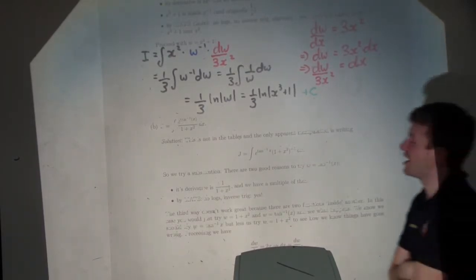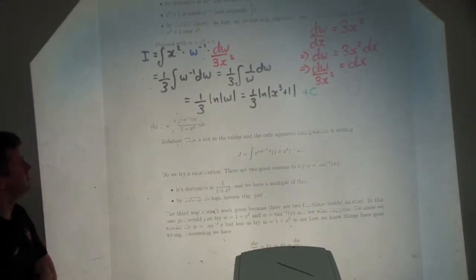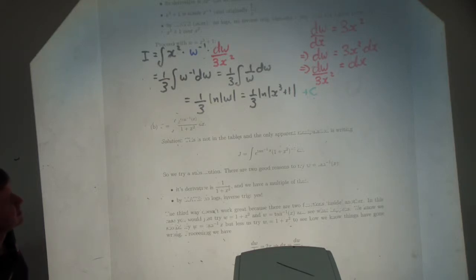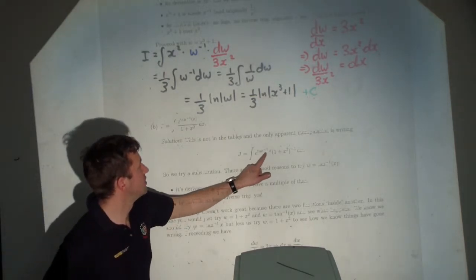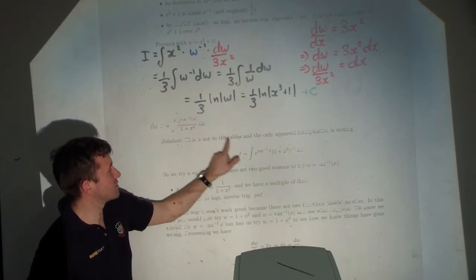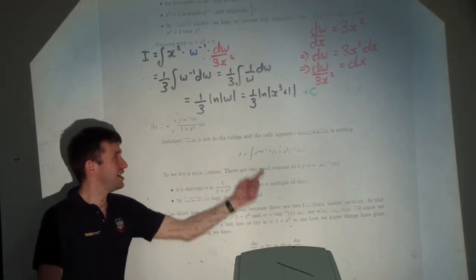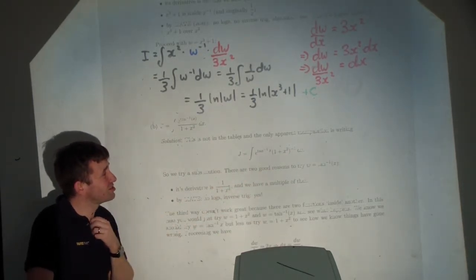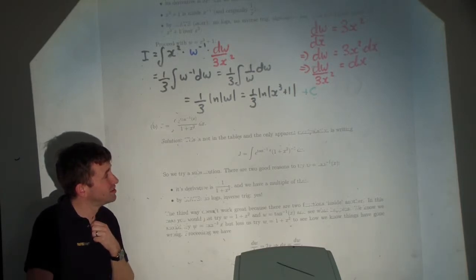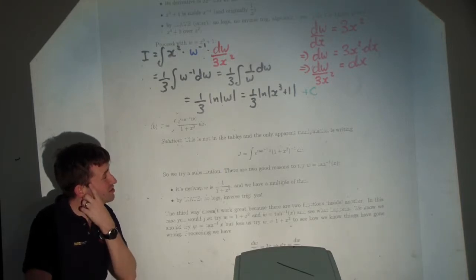Okay. Alright, so add one, e to the inverse tan of x, all divided by 1 plus x squared. This is a hard one, right? It's not in the tables. The only real manipulation is to say that this is divided by 1 plus x squared, so do 1 plus x squared to the minus 1. Any more manipulations? Not really. There's nothing else you can do.